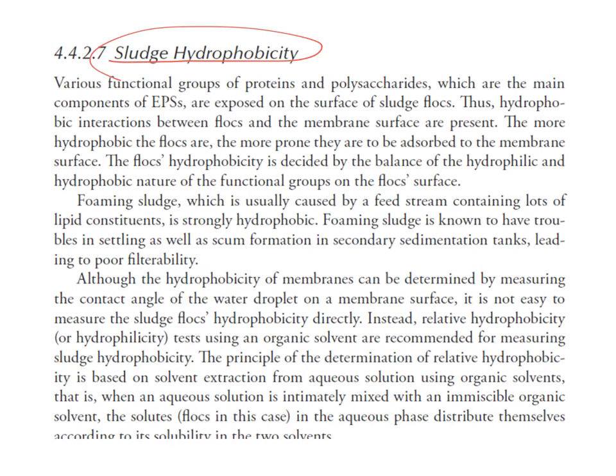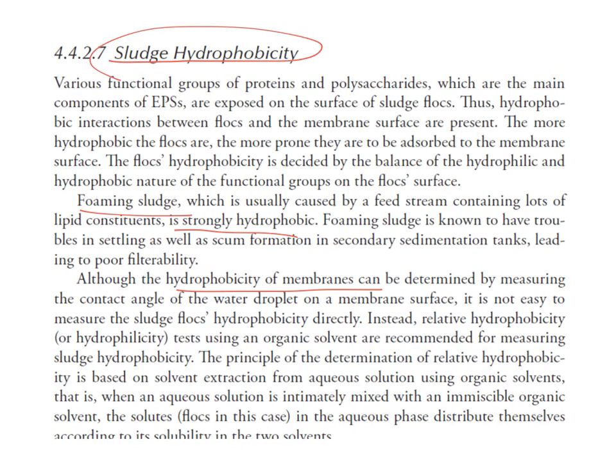If you compare different sludges, we see that these sludges have different hydrophobicity. Foaming sludge is strongly hydrophobic, and foaming sludge is known to have troubles in settling as well as scum formation in conventional activated sludge systems in the secondary sedimentation tank, and it also has poor filterability.